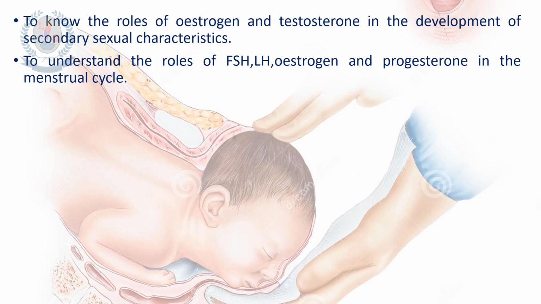As well as, at the end of this video, you will know the roles of estrogen and testosterone in the development of the secondary sexual characteristics, and also you will understand the roles of FSH, LH, estrogen and progesterone in the menstrual cycle. So these are the learning objectives of this lesson.